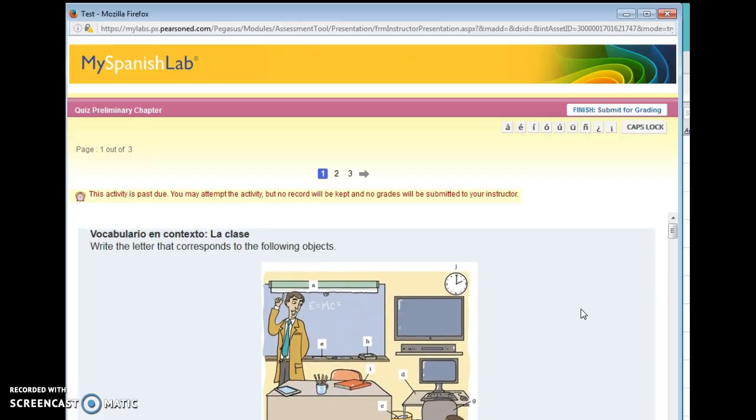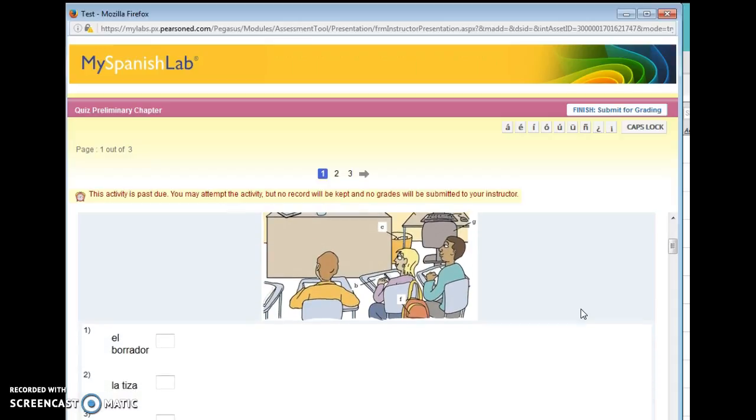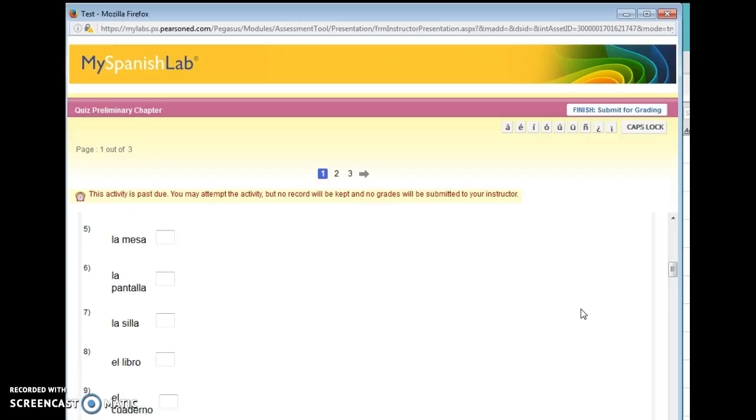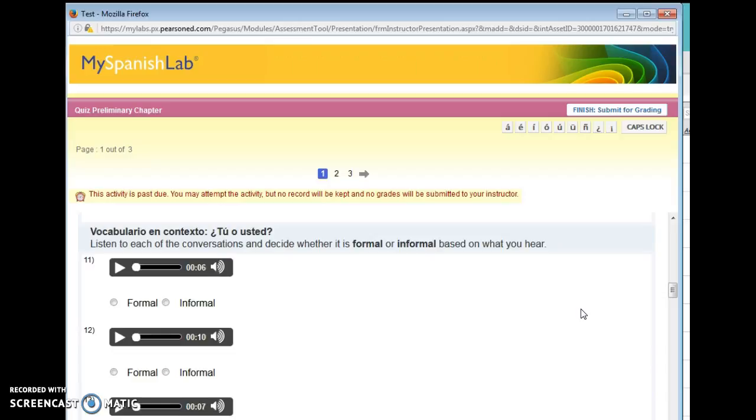This may not be the order in which you took the quiz because it's randomized, but anyway, all the activities should be here. Okay, so this first one here is just vocabulary, and there really were not too many problems here. You just had to put the letter with the vocabulary item. All right, Tú or usted: listen to each conversation and decide whether it is formal or informal. So you have the formal you in Spanish, which is usted, and the informal, which is tú. So all you had to do was listen for that, and there were different clues.